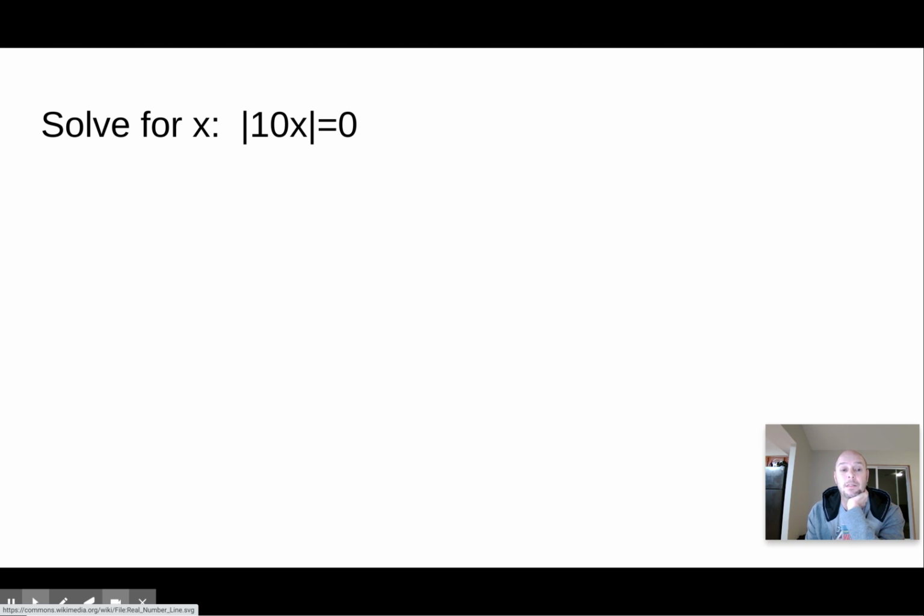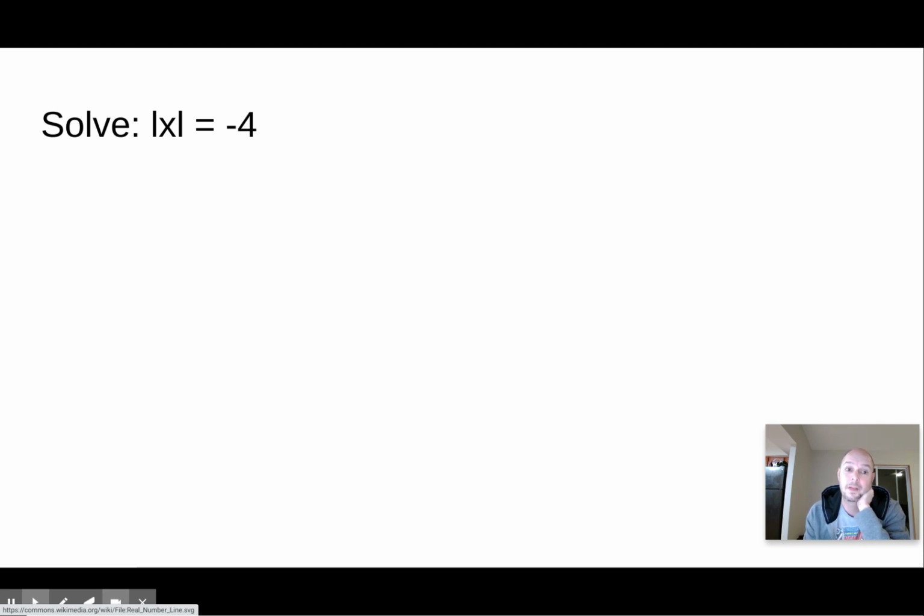Here's one special case. We're going to solve for x. So the absolute value of 10x equals 0. The only number that's actually going to work in that equation is 0, because 10 times 0 is 0, and the absolute value of 0 is 0.